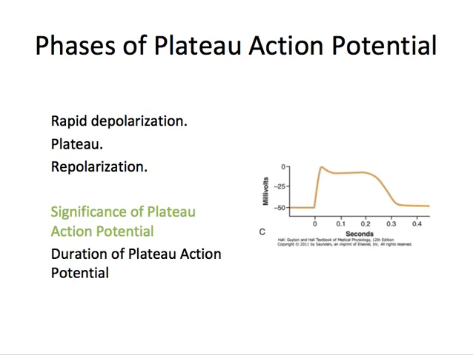Now, the plateau action potential. The onset of this action potential with plateau is similar to that of the typical spike potential. The importance of plateau is that it can cause prolonged contraction, which occurs in ureter, uterus, and even in vascular smooth muscle. Phases of plateau action potential are rapid depolarization, then a plateau, and finally a repolarization. And the plateau can last for several hundred to 1,000 milliseconds, meaning for a whole 1 second.